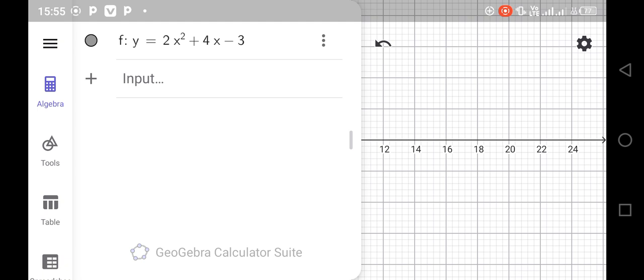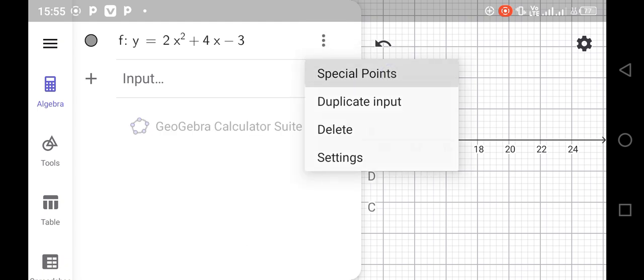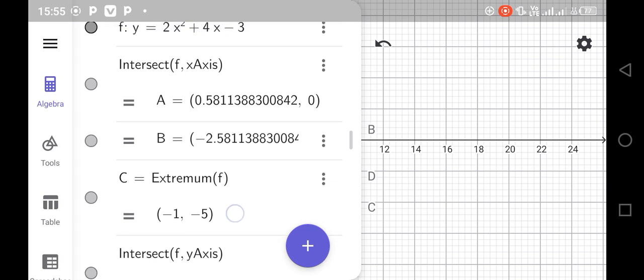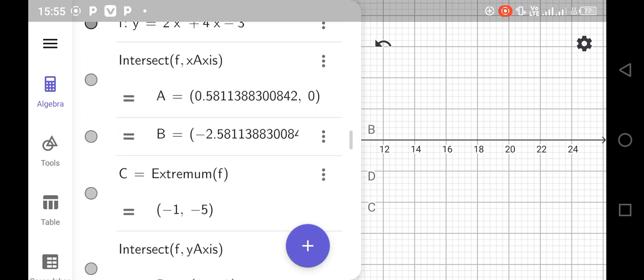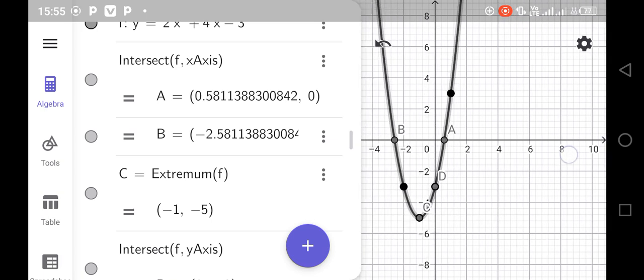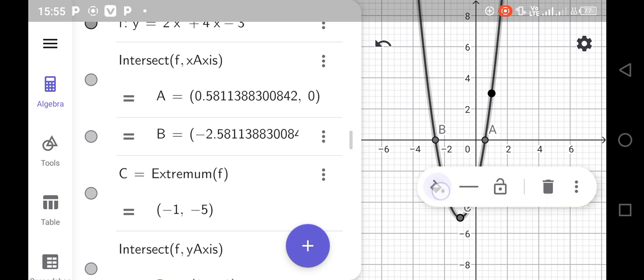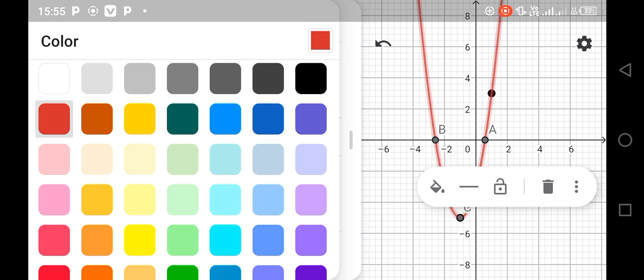For us to be able to plot the function, we must have the special points which we're going to use. For the function, we have the special points A, B. Let's have our graph as we see below. We have the point A.